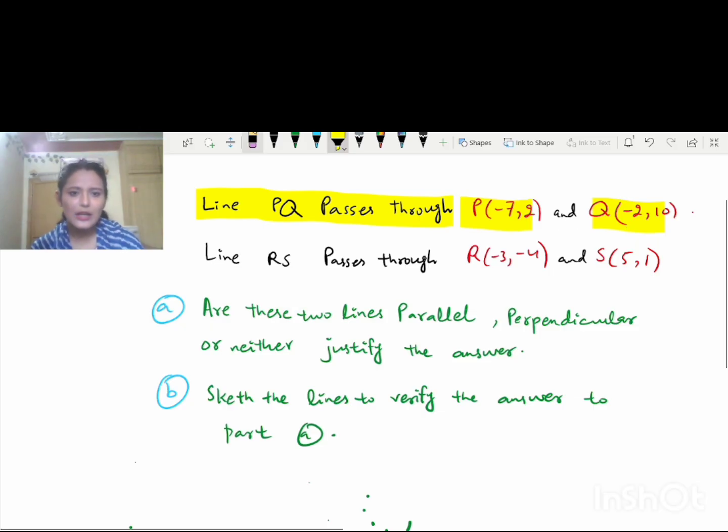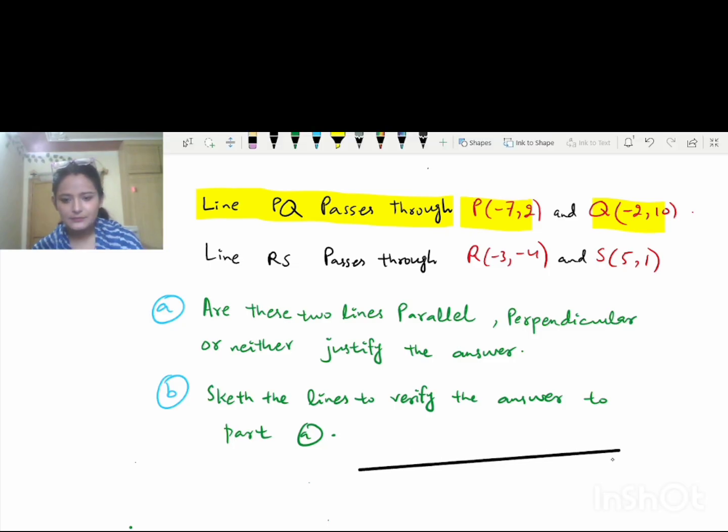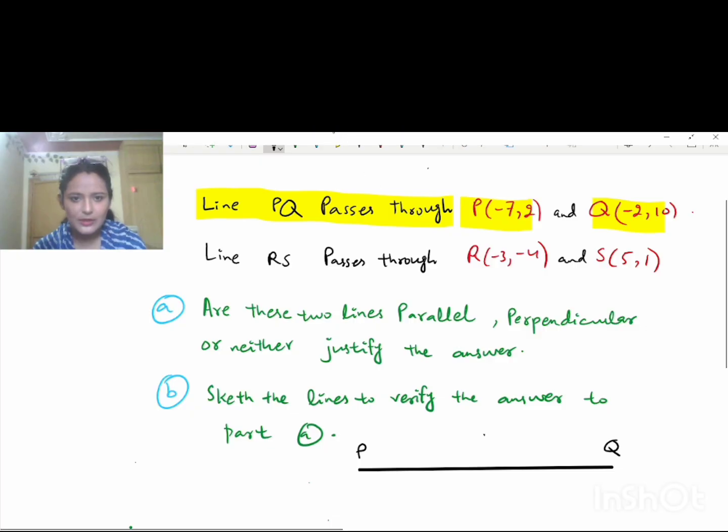I'm going to draw a line for you so that you can get an understanding of it. Let's say this is a line, and I'm going to name it. Every line has some starting point and some ending point. So let's say this P is the starting point of this line, and this Q is the ending point, and this is our line PQ. I hope you got it. Similarly, we can have another line.